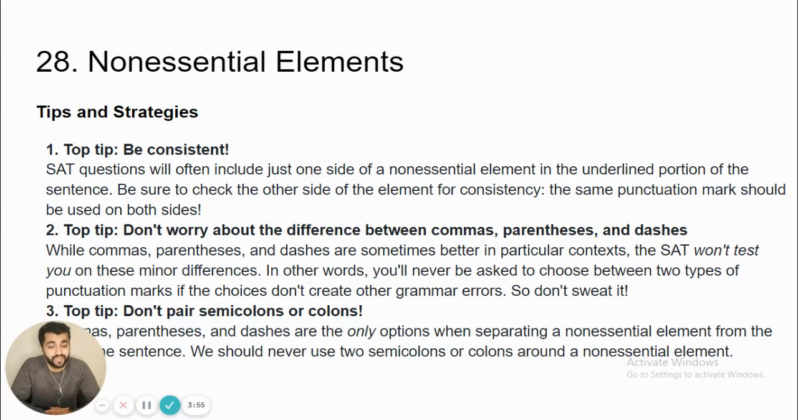Okay, so what are the tips? Number one, be consistent. That's what we covered in the last slide as well. Number two, don't worry about the difference between commas, parentheses, and dashes. While commas, parentheses, and dashes are sometimes better in particular contexts, the SAT won't test you on these minor differences. In other words, you will never be asked to choose between two types of punctuation marks if the choices don't create other grammar errors. So don't sweat it. Number three, don't pair semicolons and colons. Commas, parentheses, and dashes are the only options when separating a non-essential element from the rest of the sentence. Please do not use two semicolons to do it.